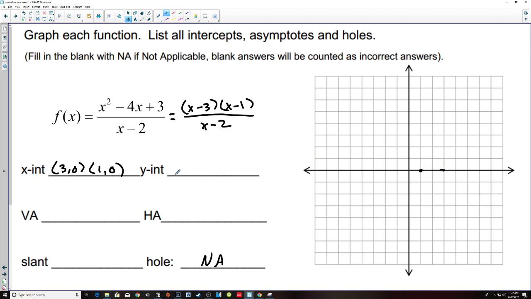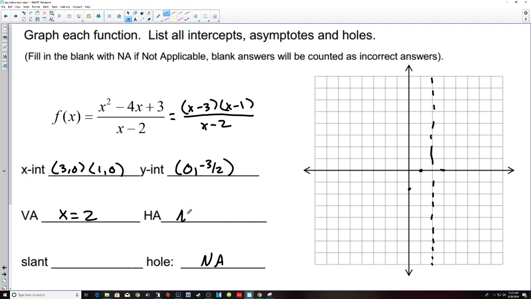There they are. Y-intercepts. That's what we get when we plug 0 in for all the x's. So negative 3/2. 0, negative 3/2. Negative 1.5, in other words. There we go. Vertical asymptotes. X is equal to 2. So right here. Something like that.